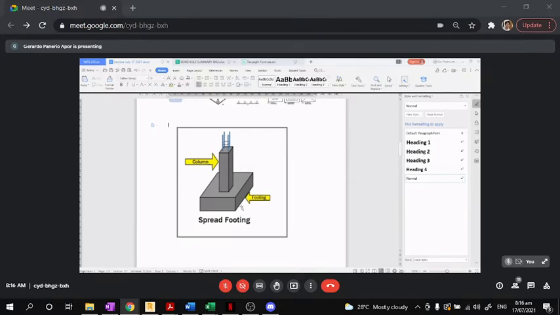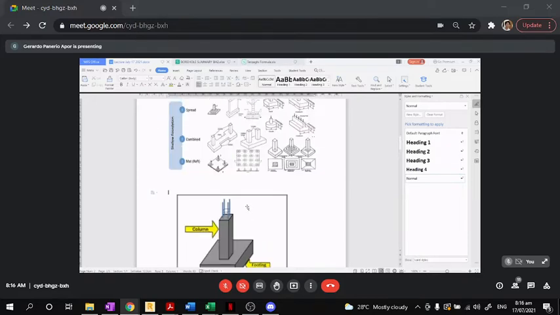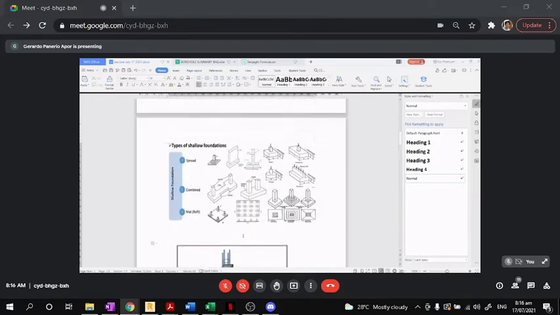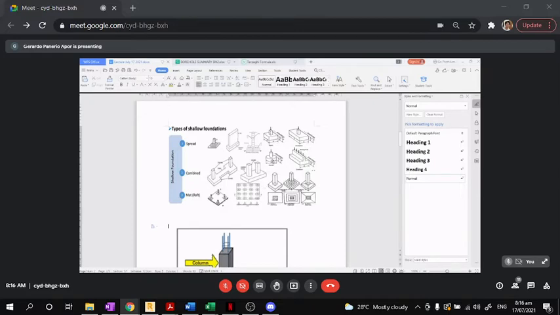So this is spread footing. If you go back to the types of foundation, here this is a square footing, this is a rectangular footing. So you can easily distinguish the difference between square and rectangular footing by the form of the footing. And there is also circular.